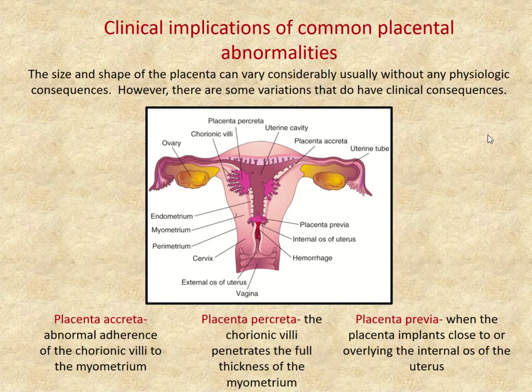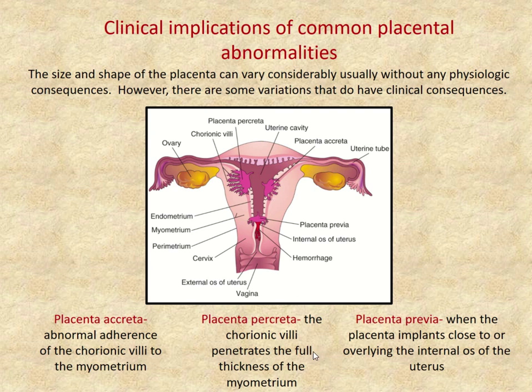Okay, some common placental abnormalities. The placenta can vary in shape and size quite a bit, and generally there's usually not a lot of clinical consequences of this. However, there are a few cases where that's not true. So placenta accreta, that's where you have abnormal adherence of the chorionic villi to the myometrium. So it's supposed to be just on the endometrium, but it can go through and adhere to the myometrium, and you can have trouble with separation after birth.